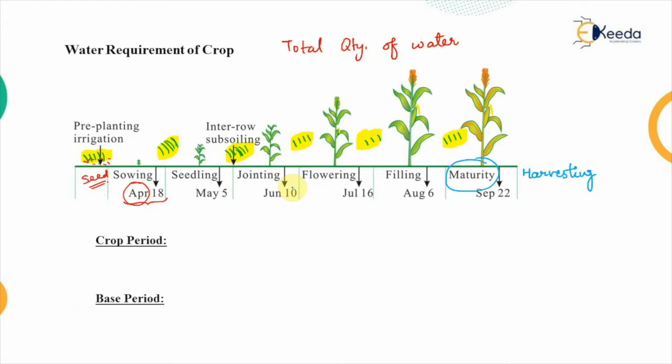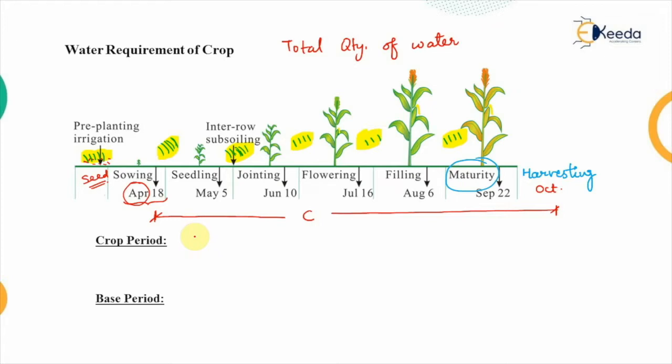The first term in that is the crop period. What is that crop period? It is the time period between the sowing of the crop and the harvesting. That means this duration from April 18 to, let's say, the harvesting of the crop that is done in the October month. This time period denotes the crop period of that particular crop.